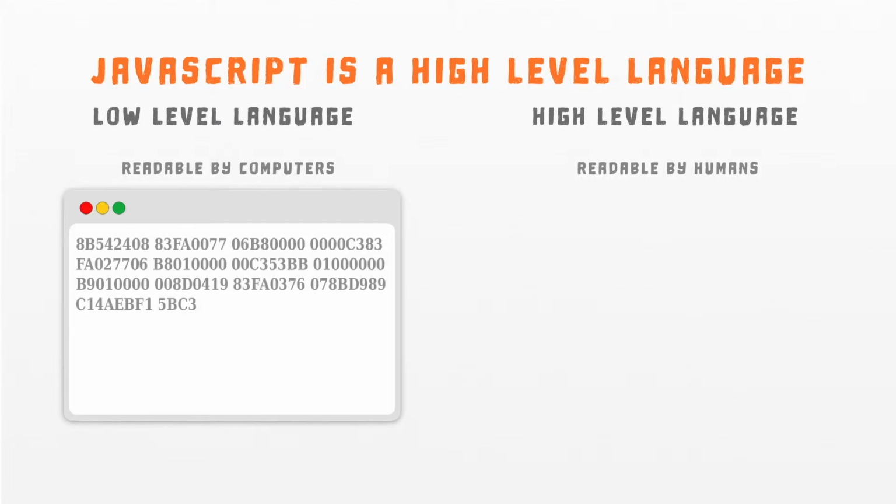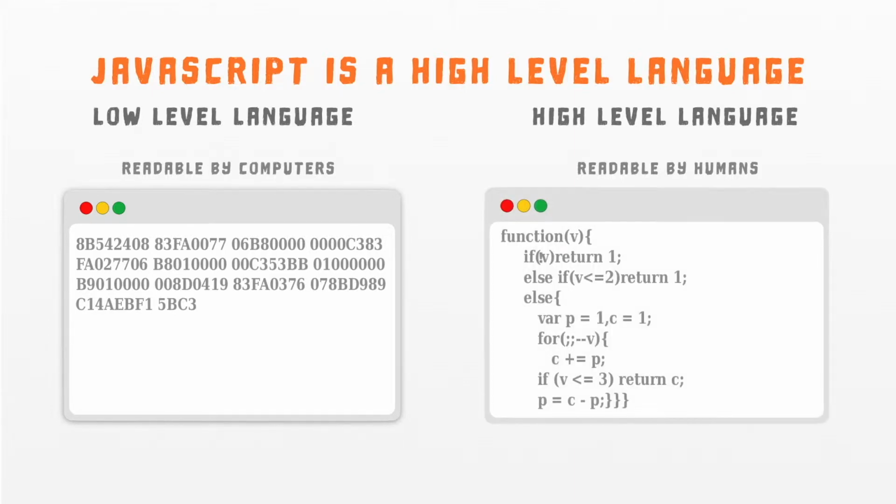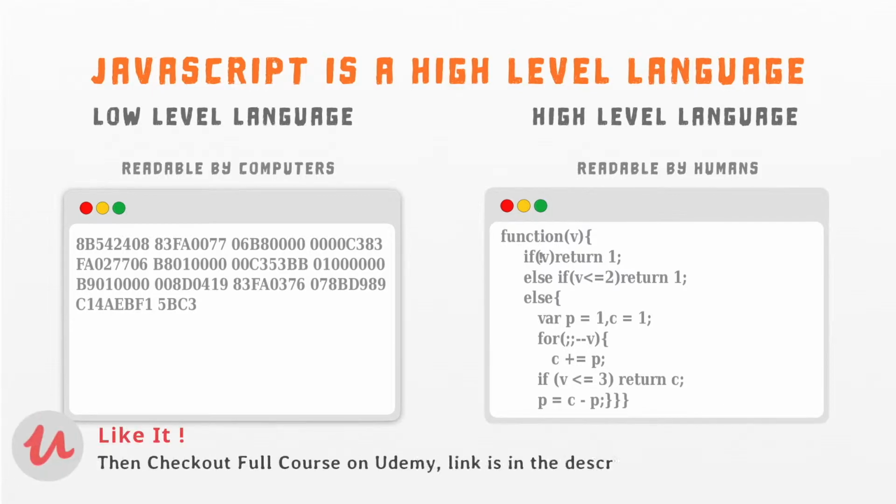Can you understand this? Well, this is a code for finding the position of a given number in a Fibonacci sequence. And now let's see the same example in JavaScript. Well, you can read it, right? And if you have basic programming knowledge, you can even understand what this program does. So with this, we can clearly say that JavaScript is a high-level language.